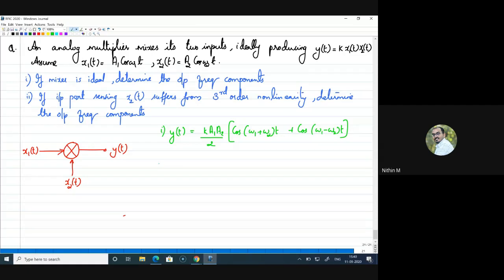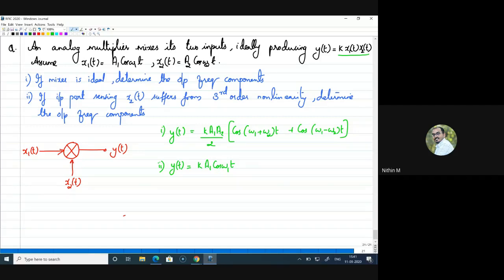Now, for the second part, I need to consider non-linearity in one of the ports. So I will write y of t first. It's not directly a product, right? This is the characteristic of the multiplier: k into x1 of t into x2 of t. So I have written k, and x1 of t is a1 cos omega 1 t.